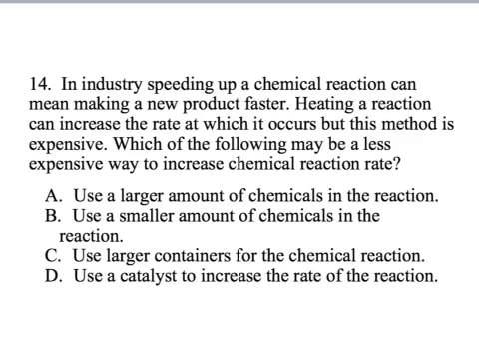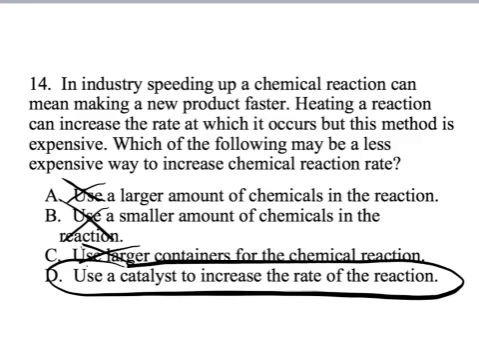In industry, speeding up a chemical reaction can mean making a new product faster. Heating a reaction can increase the rate at which it occurs, but this method is expensive. Which of the following may be a less expensive way to increase the chemical reaction? If I have more of it, do you think it's really going to make it occur faster? No. If I have less, no. We're still having to remake it. Do we use a larger container? No. If we use a catalyst, there you go. Because you know what? I can re-extract that catalyst and use it again. Okay?